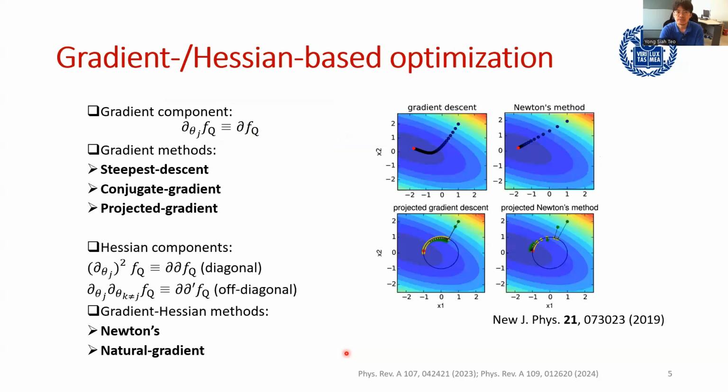Examples of gradient and Hessian-based optimization are what you see here. For the gradient-based methods, we know them very well. These are some of the common gradient-based descent methods that we use for function optimization. Now, if you want higher order assistance, such as Hessian components, you can then use some of these methods that are already well known in classical optimization tasks, which we can then apply to VQAs.